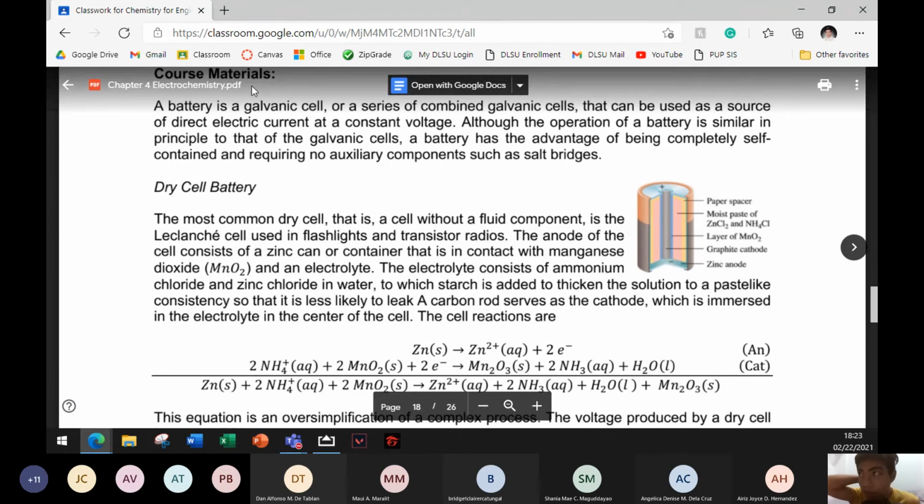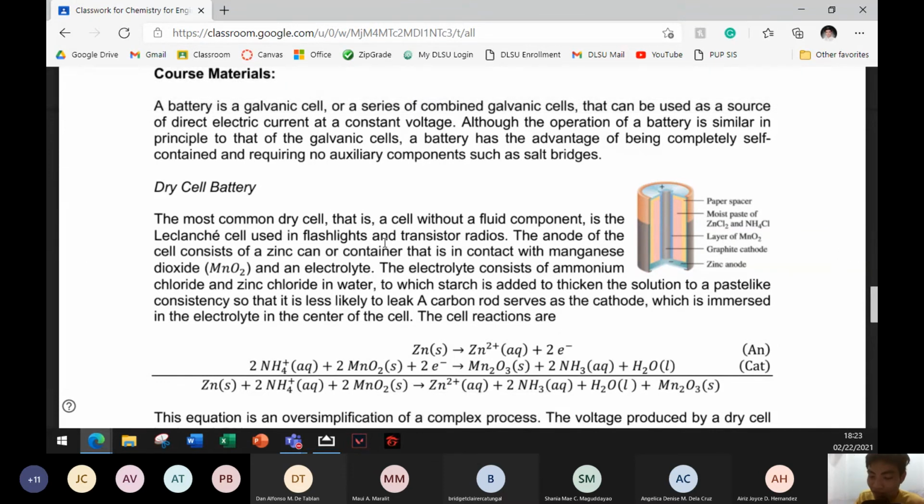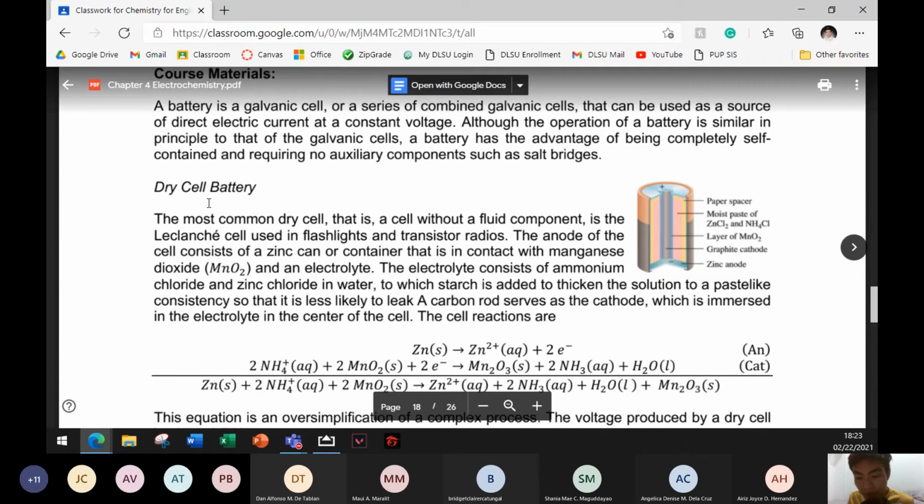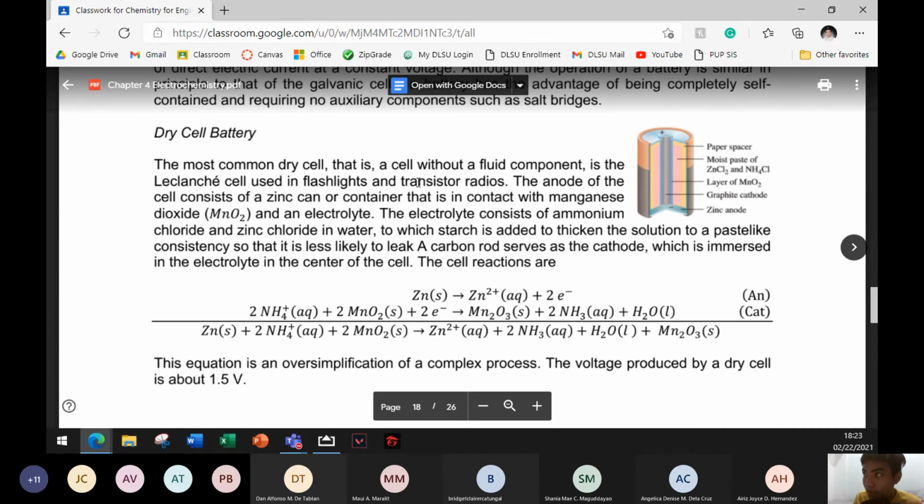Okay? So, number one will be the dry cell battery. Familiar kayo dito kasi ito yung mga Eveready. Eveready lang yung alam ko. Duracell, ayun, may alam pala ako. Okay. So, yan yung Eveready, Duracell, sila ay form ng dry cell battery. Okay. Ang tawag sa kanila in general ay Leclanché cell.